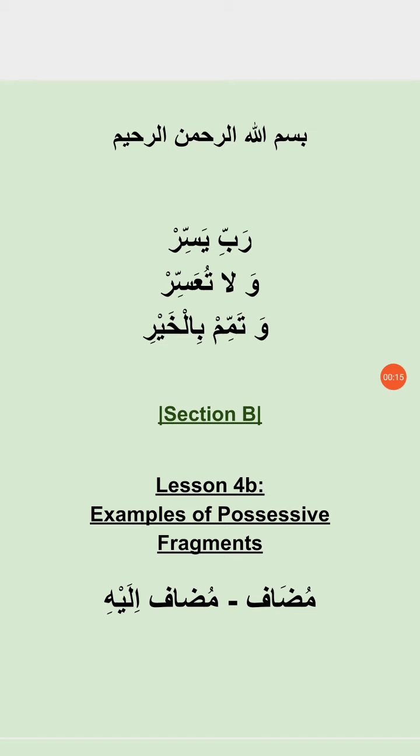Today, inshallah, we are going to study loads of examples of possessive fragments, also called muzaf, muzaf ilayh in Arabic. We have already covered the grammatical aspect, all the grammatical rules and what things we need to take care of while forming the muzaf, muzaf ilayh fragments in the previous lesson. Today, inshallah, we are going to briefly review what we did in the previous lesson, and then proceed with the examples, inshallah. So let's begin our lesson.